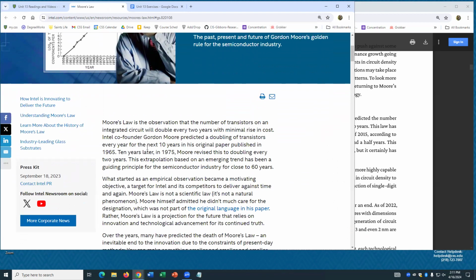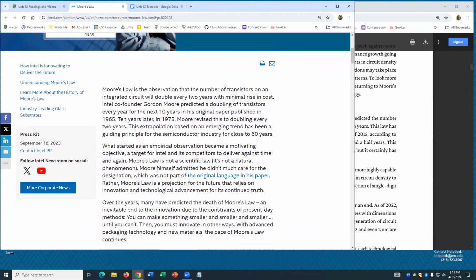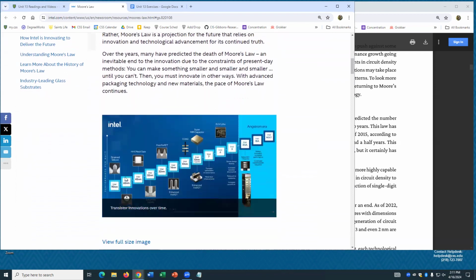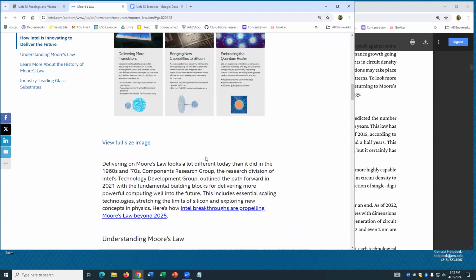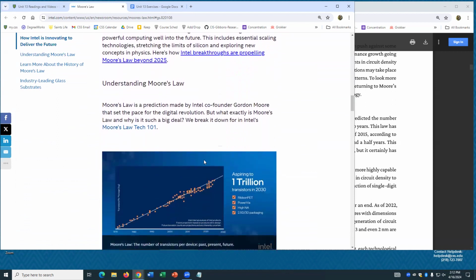And predicting it. So again, this started in an original paper published in 1965 and was modified in 1975 to say basically you should be seeing a doubling every 2 years for this. And they talk about some of the changes, and you can just look at the scale of things. We were talking small nanometers, and angstrom units are where we're at these days. So if you want to explore this more, there's some talk about this.